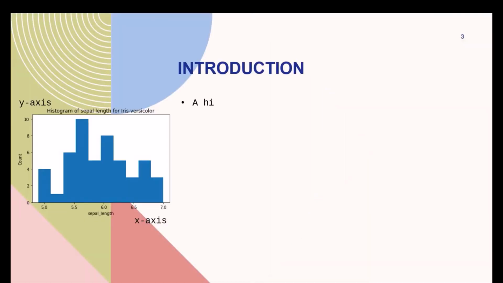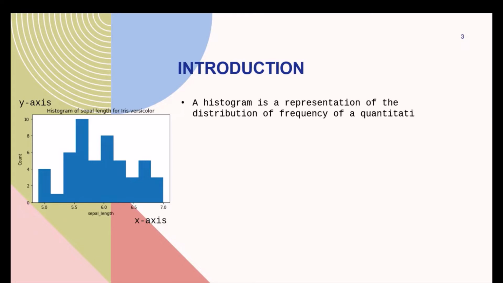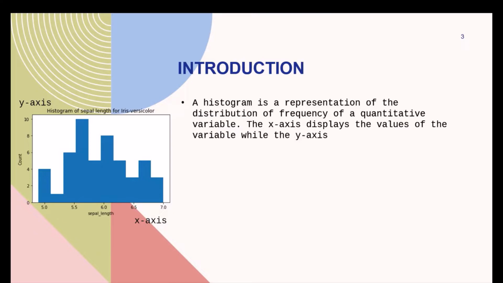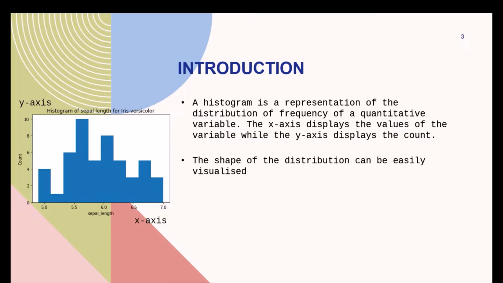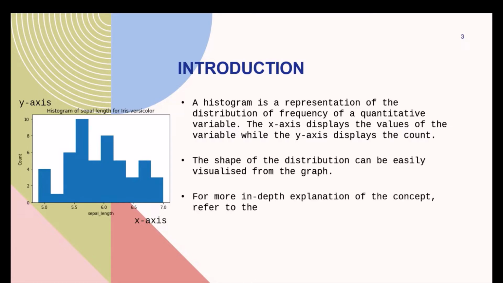A histogram is a representation of the distribution of frequency of a quantitative variable. The x-axis displays the values of the variable while the y-axis displays the count. The shape of the distribution can be easily visualized from the graph. For more in-depth explanation of the concept, refer to the links below.